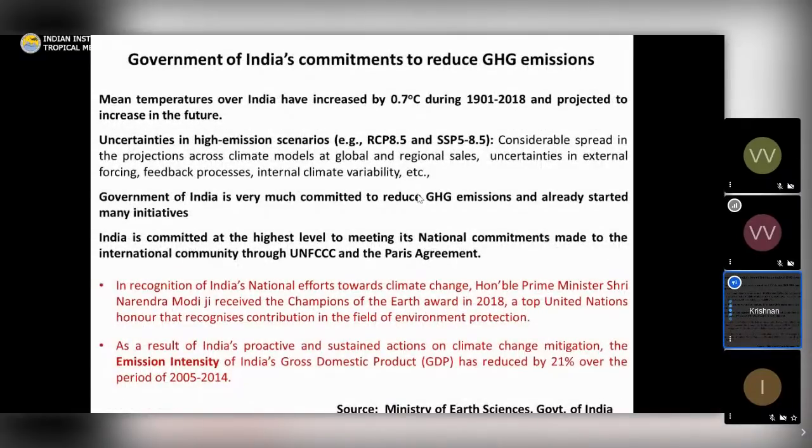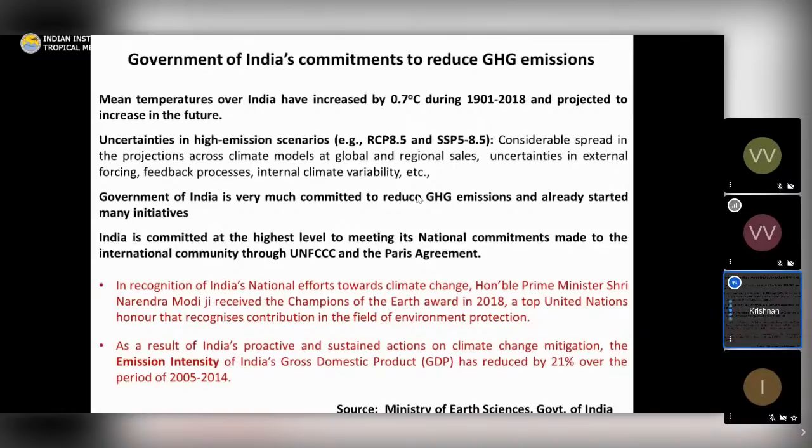Finally, I want to say the government of India has undertaken several activities and is very committed to reducing GHG emissions. While the temperatures over India have increased by 0.7 degrees since 1901 and are projected to increase in the future, we should remember that there are uncertainties in the high emission scenarios like RCP 8.5 and SSP5-8.5.